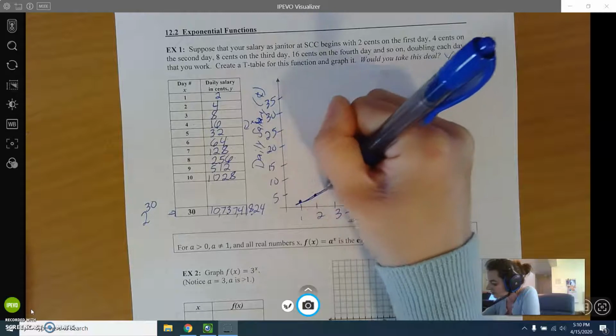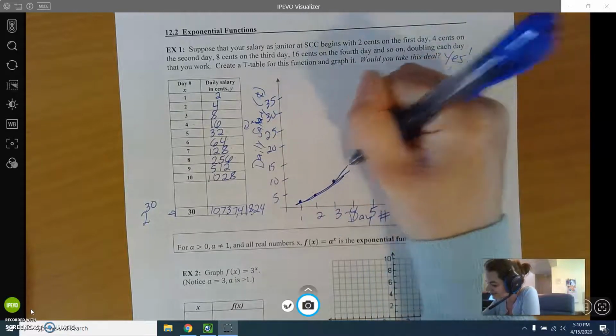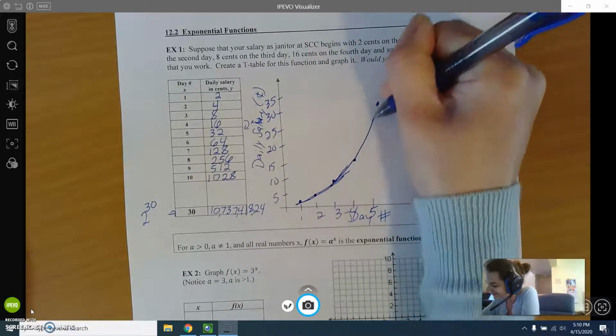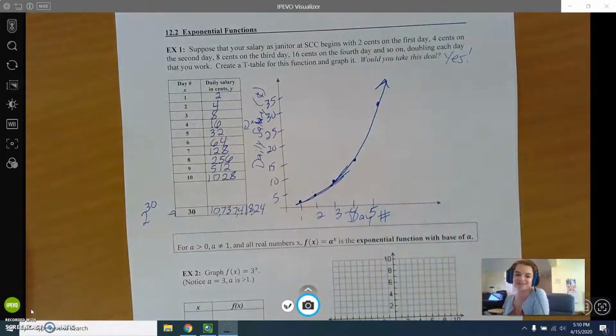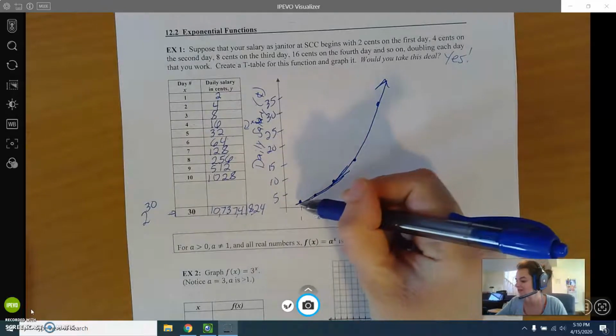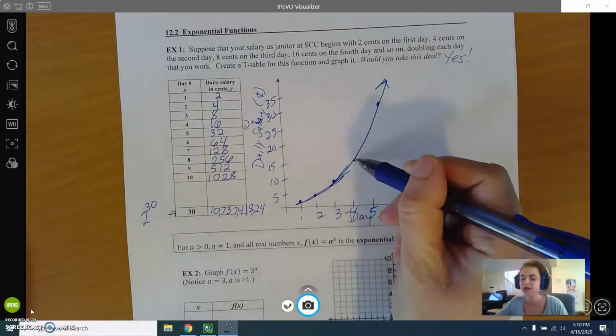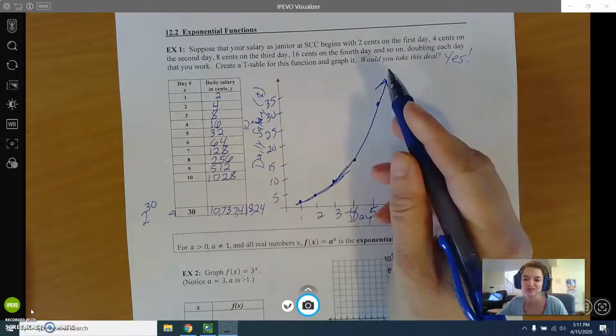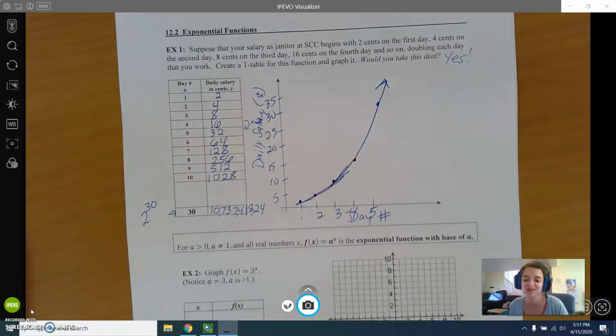Let me see if I can connect the dots in a nice smooth way here. Here we go. And that's generally what an exponential curve is going to look like. It starts off a little slow, and it picks up, and it goes faster and faster and faster. And it just keeps going up, and it's going to keep going up at a faster and faster rate as you go. So that's what they look like, okay?